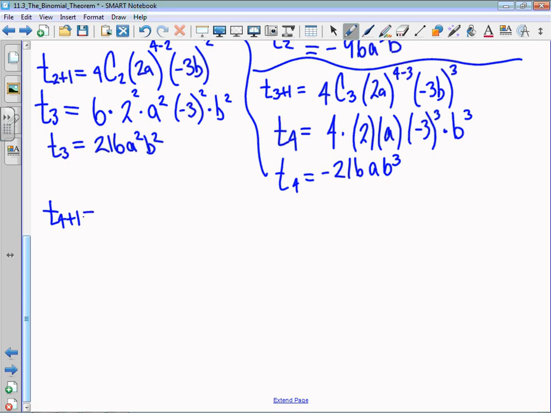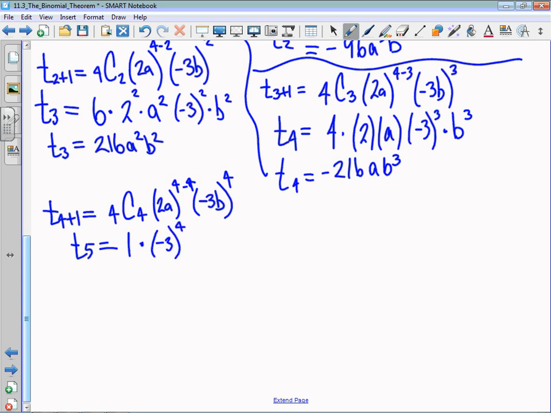That's going to be 4 choose 4 multiplied by 2a to the power of 4 minus 4 times negative 3b to the power of 4. So term 5 is going to be 1. 2a to the power of 0 is 1, so I'm not even going to include it. Then I have negative 3 to the power of 4 and b to the power of 4. So term 5 will be 81. I better check that. 3 to the power of 4 is 81. So I get 81b to the power of 4.